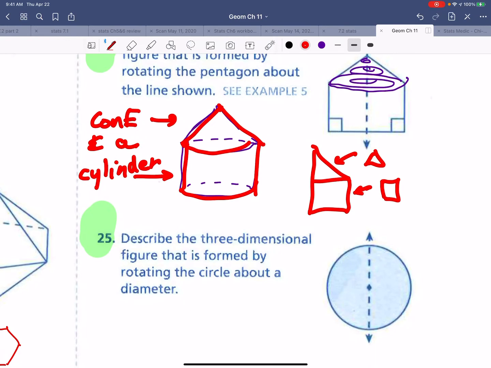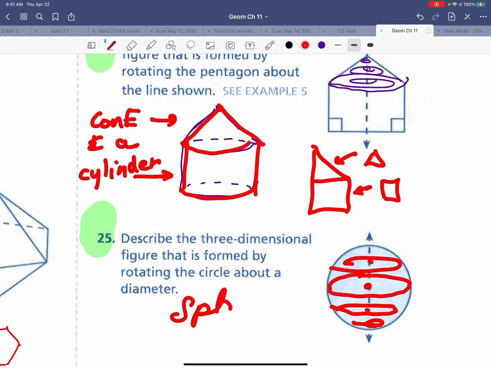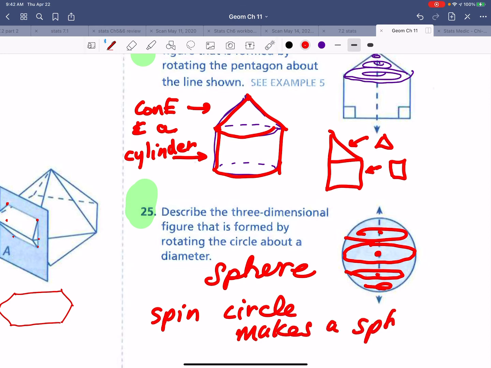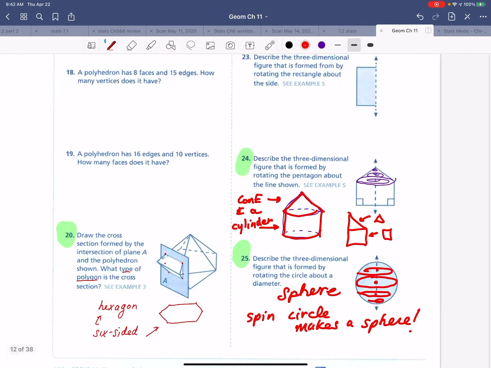Describe the 3D figure formed by, okay, so we talked about that. Rotating this, I'm getting what looks like a planet. We also call this a sphere. Sphere. Spinning a circle makes a sphere. Right out of our notes.